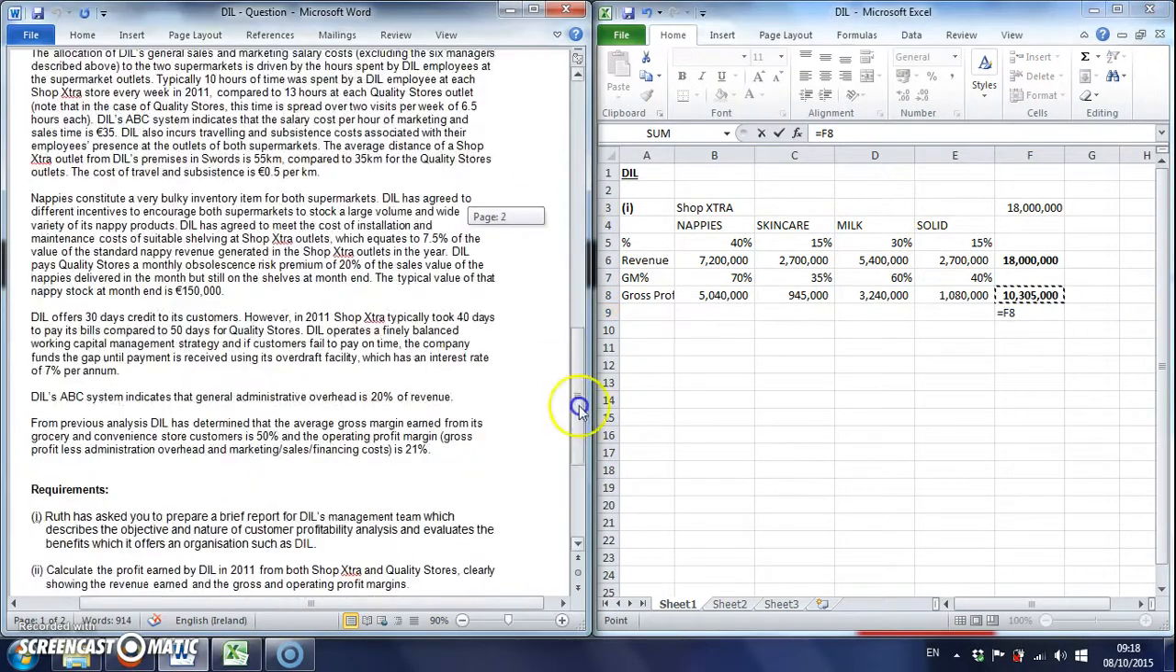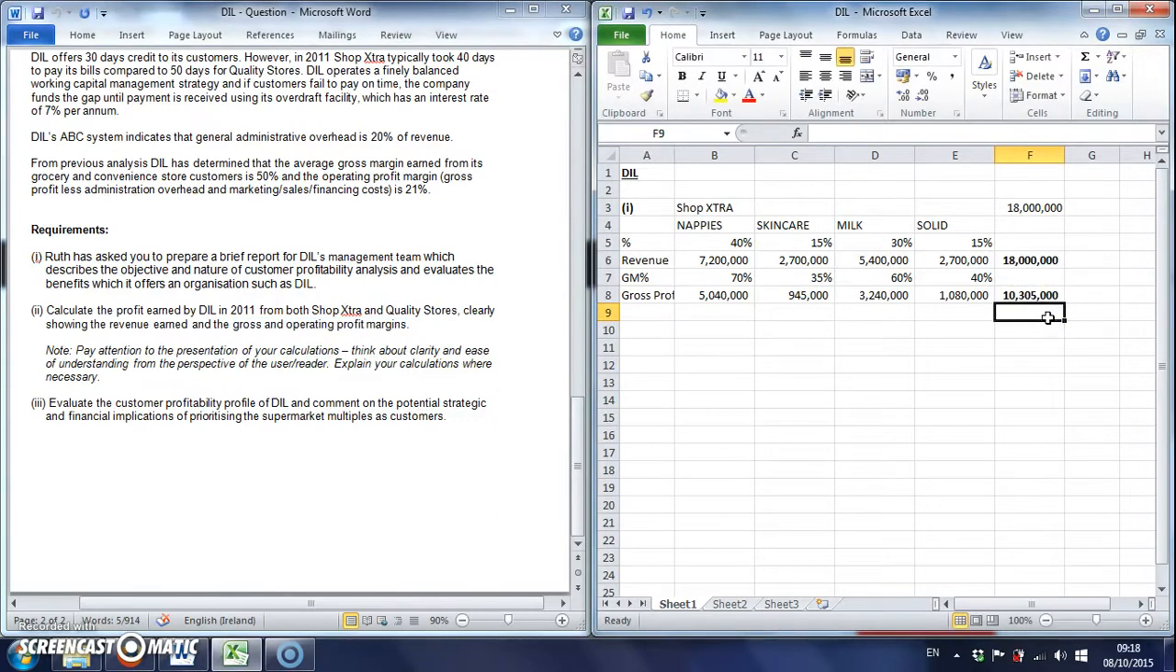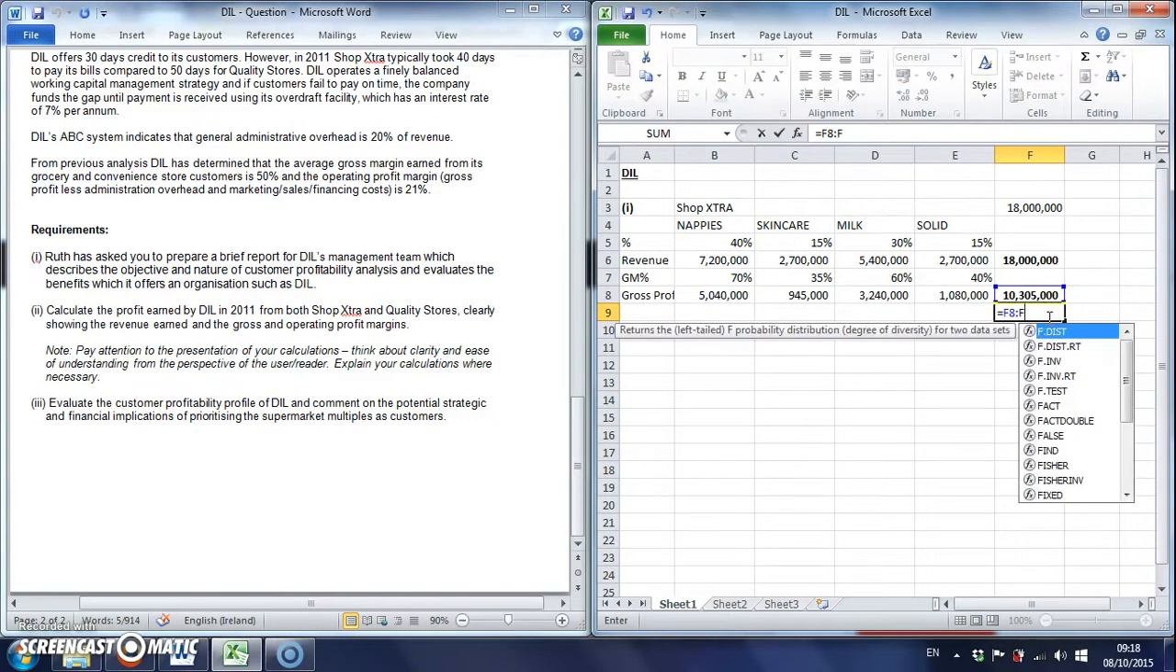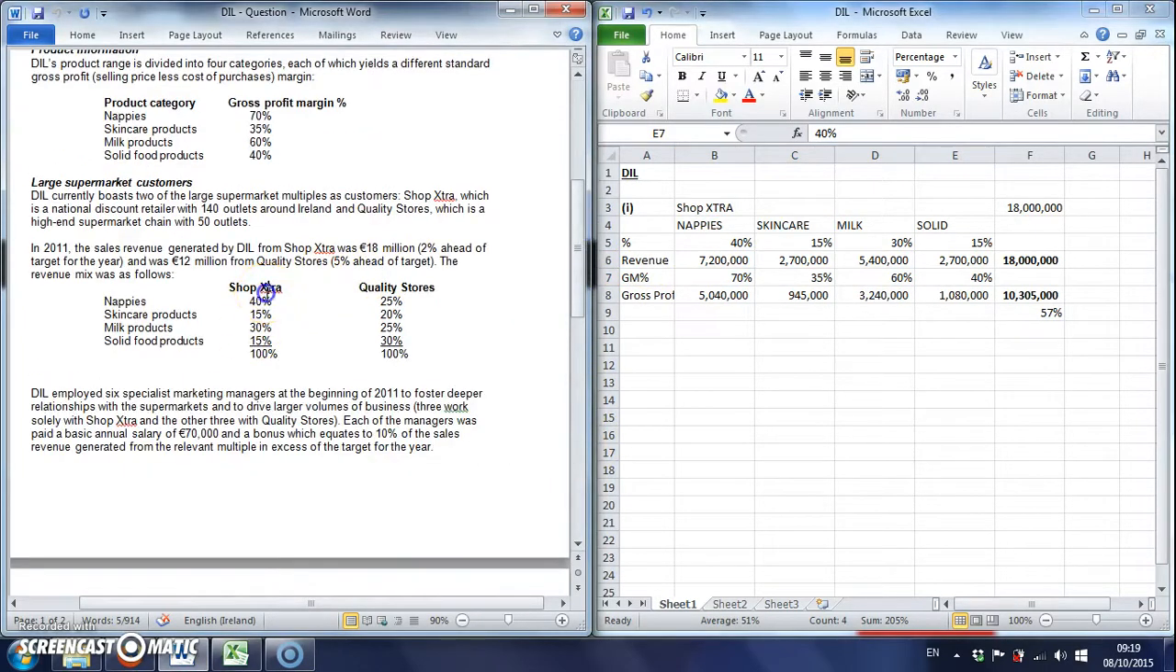Because remember, in your question, you're asked for gross and operating profit margins. So remember, margin is your profit over your revenue, and markup is your profit over your cost. So in this case, it will be 10 million over 18 million, which gets you to about 57%. Now note that's somewhat of a weighted average of all these percentages, some higher, some lower, depending on the weight of sale you've made. Okay, so that's the first part, getting down to the gross profit line based on what the sales mix is of the products to this customer.